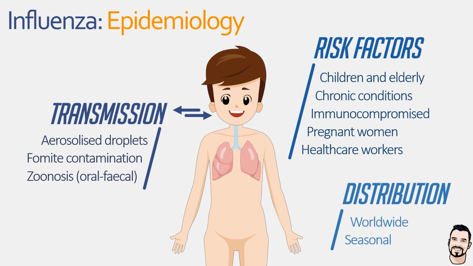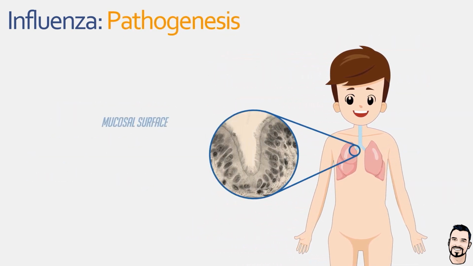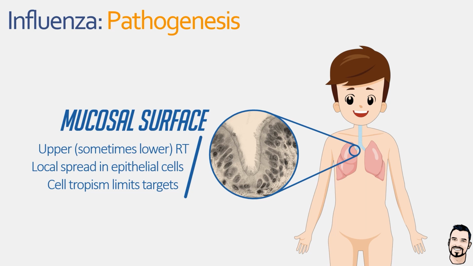Infections for the disease are global, with different variants of the virus affecting different regions. In addition to this, there is usually an increase in infection rate during the winter months. Now, when we move on and look at the pathogenesis of the disease, infection occurs at the mucosal surface, usually of the upper respiratory tract, where acute infections occur. However, it can progress down into the lower respiratory tract, resulting in chronic infections.